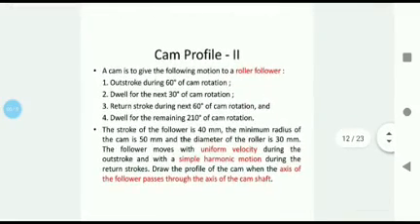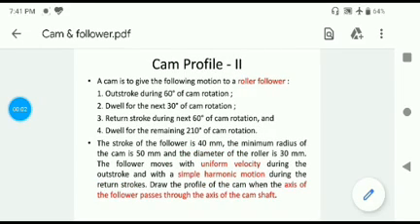The second question. A cam is to give the following motion to a roller follower: outstroke during 60 degree of cam rotation, dwell for the next 30 degree of cam rotation, the return stroke during next 60 degree of cam rotation, and dwell for the remaining 210 degree of cam rotation. The stroke of the follower is 40 millimeter, the minimum radius of the cam is 50 millimeter, and the diameter of the roller is 30 millimeter. The follower moves with uniform velocity during the outstroke and with a simple harmonic motion during the return stroke. Draw the profile of the cam when the axis of the follower passes through the axis of the camshaft.